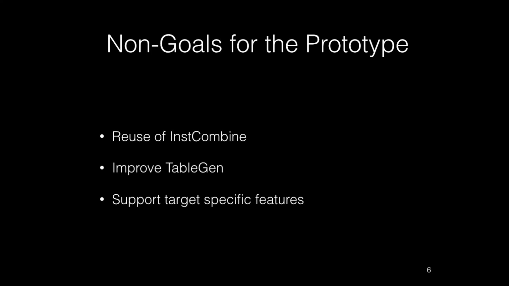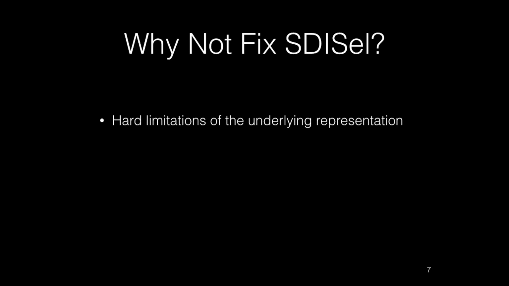All right, so now that all that is settled, why not fix SelectionDAG? It has been here for a decade already, so it looks like a pretty good framework. So why shouldn't we just keep using it and fix it? First of all, there are some hard limitations on the underlying representation. Like I said, SelectionDAG is based on a directed acyclic graph. This means that any time your program has a loop, it may create a cycle within the representation, and you can't represent that on a DAG, otherwise it's not a DAG anymore.